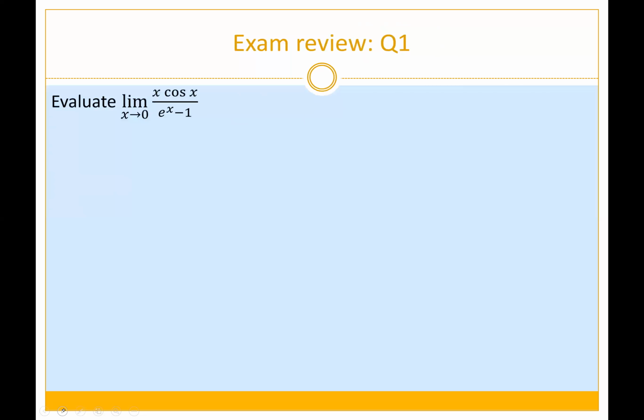So this review should just be dedicated to solving some of the questions that I saw a bunch of people getting wrong in the exam. The first one is the first question in your practice exam. Evaluate the limit as x approaches 0 of x cosine x divided by e to the x minus 1.